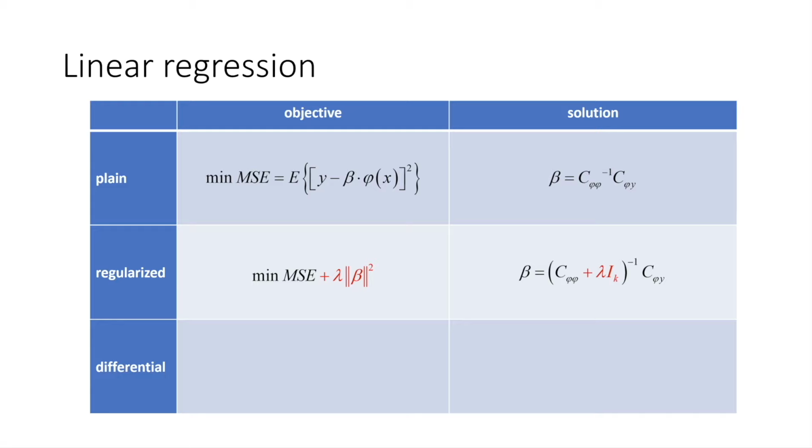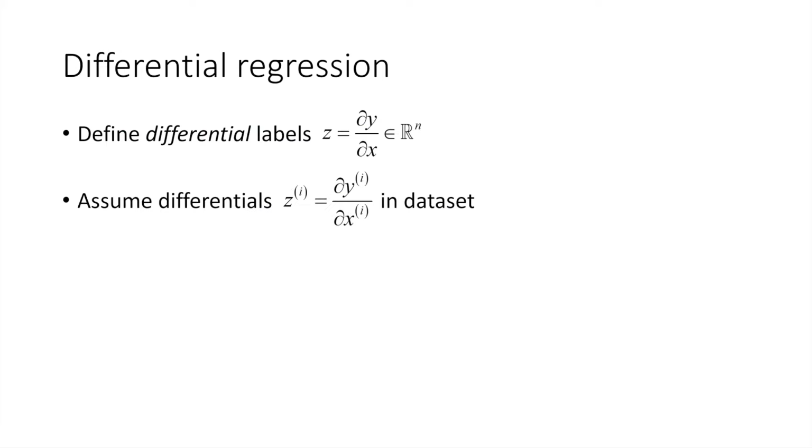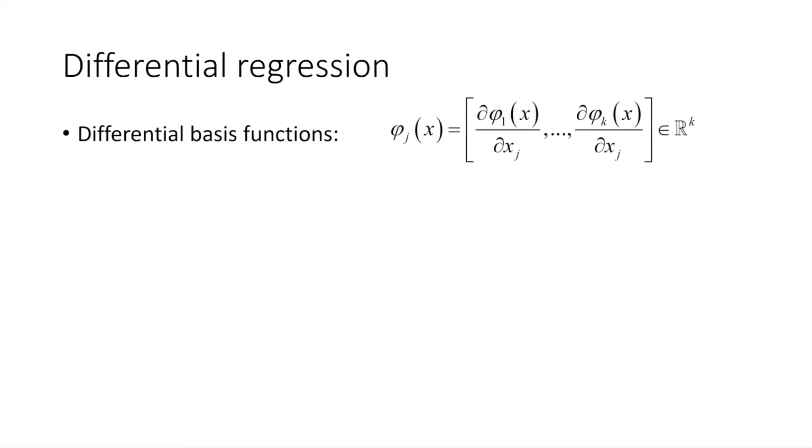Differential regression is based on differential labels z equal dy/dx, the gradients of labels y with respect to inputs x. Assume for now that those differentials zi are part of a dataset. We will see shortly how we can compute them. We also define phi j, the vector of the partial derivatives of the basis functions phi with respect to the jth input xj. Let me clarify with an example, a cubic regression in dimension 2.